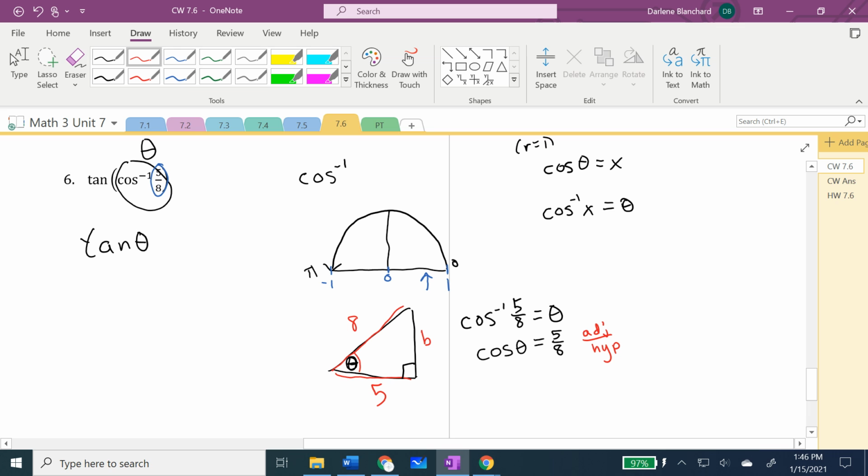Yes. If cos is the inverse of cos to the negative 1 and it's 5/8, wouldn't the 5/8 switch be 8 over 5?